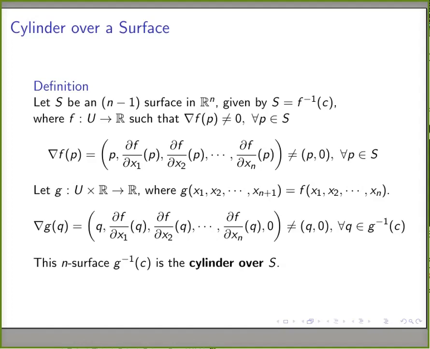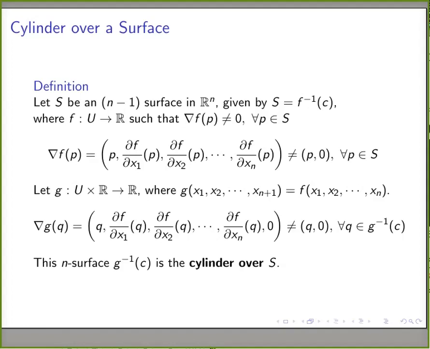We know that by the definition of surface, since S is a surface, there exists a function f from U to R, where U is a subset of Rn, such that S is f inverse of C for some real number C, and any point on that surface S is regular with respect to f. Any point on that surface is a regular point of f. This means that for any point on that surface, at least one of the first order partial derivatives of f at that point is non-zero.